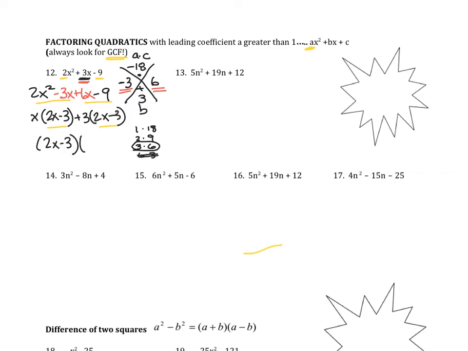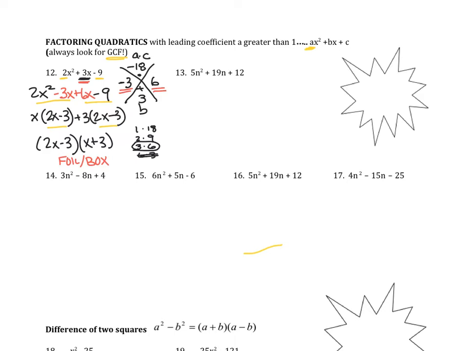In the first term, it leaves me with an x. In the second term, it leaves me with a plus 3. And I'm all done. At this point, if I want to check my answer, this is when I can use my FOIL or my box method to multiply this back out to see if I get my original trinomial 2x squared plus 3x minus 9.